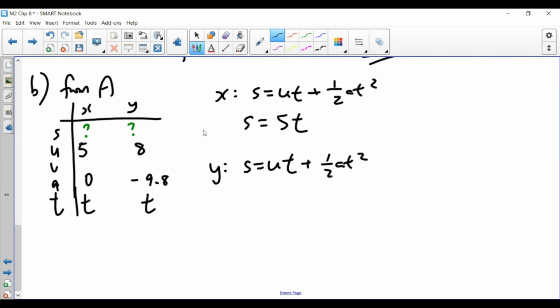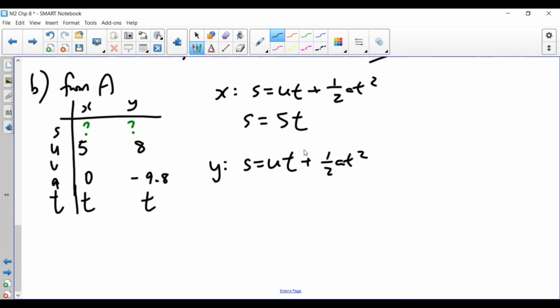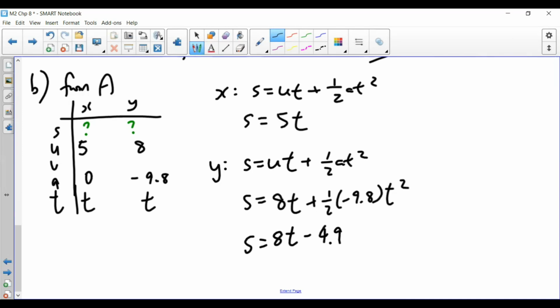When you see S, you substitute S in there. So you can just do it one by one. You don't have to do two things. You just do substitution as the next step in your brain, rather than remembering the formula and then doing substitution, which makes it quite easy for mistakes. So S equals U, which is 8, T is T, plus a half times negative 9.8 T squared. So S equals 8T minus 4.9 T squared.